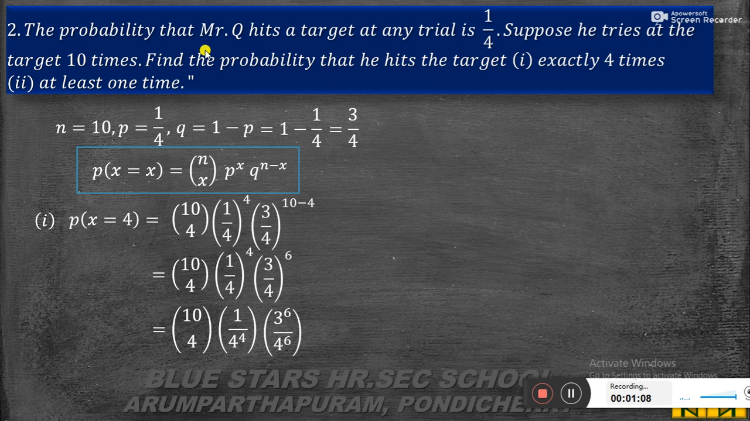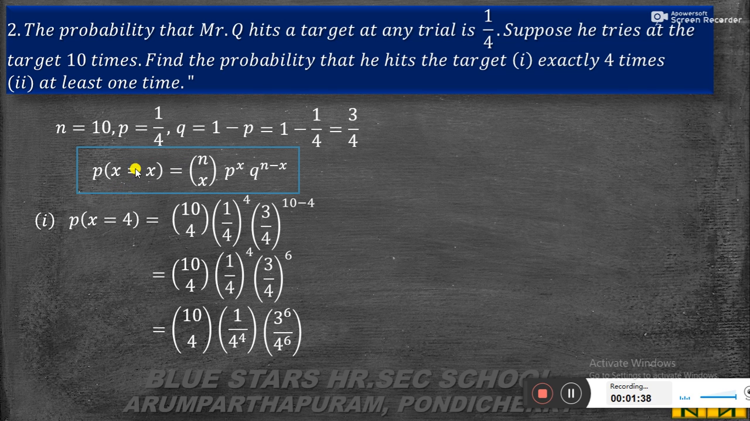So now from these questions I take the conditions. n equal to 10 means he tries at the target 10 times. Next, the probability that Mr. Q hits the target, I take P equal to 1 by 4. Next, Q equal to 1 minus P. 1 minus P means 1 minus 1 by 4. Doing the cross multiplication, 4 minus 1 means 3 by 4. That means Q equal to 3 by 4.